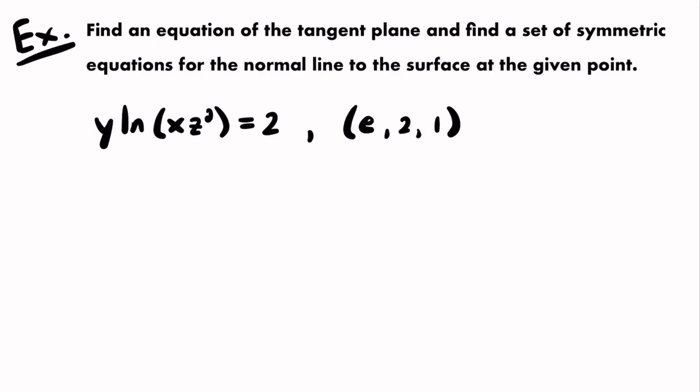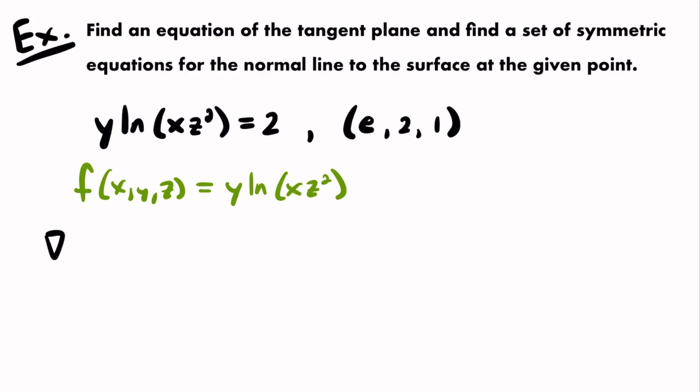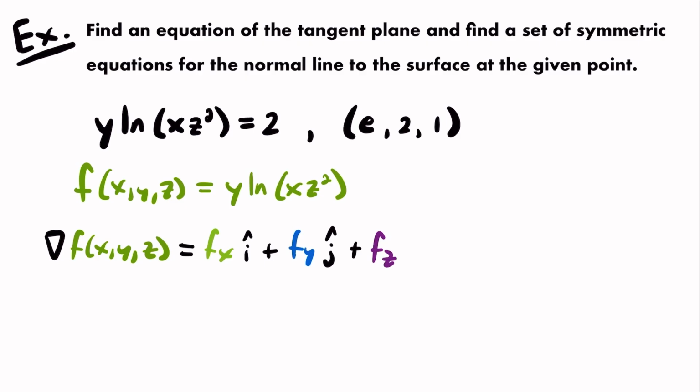And the first step has already been taken care of for us, right? Our surface equation is already in the right form. We have all the variables on one side of the equation equal to some constant. All right, so our multivariable function f of x, y, z is equal to y times the natural log of x times z squared. And so we can move right into finding the gradient vector here. So we'll take the gradient of f of x, y, z, which again is equal to fx times i plus fy times j plus fz times k.